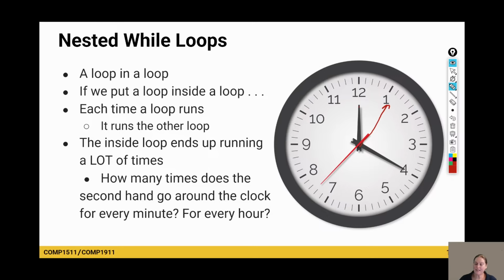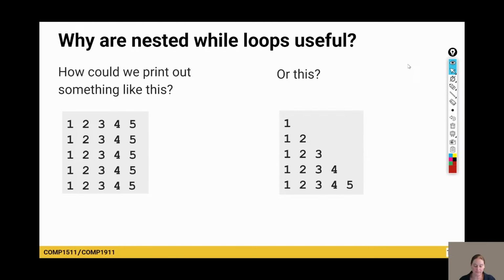And then we've got the second hand, and that's going around 60 times every time the minute hand goes around once. So that's sort of moving 3,600 times every time the hour moves by one, I think. And this is a lot like nested loops, right? I'm going to show you how we could write this kind of behavior with nested loops.